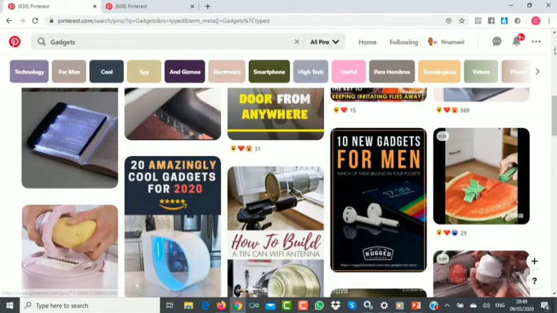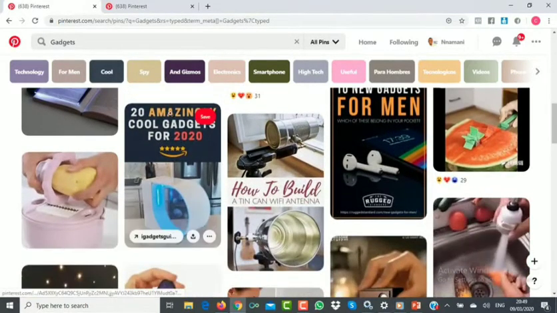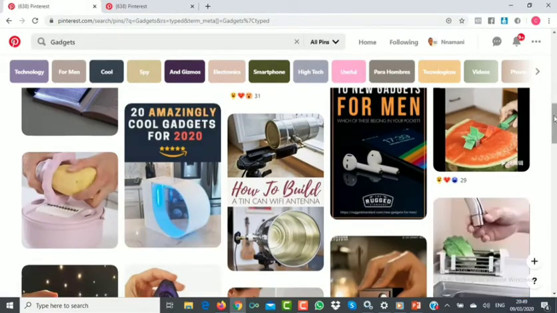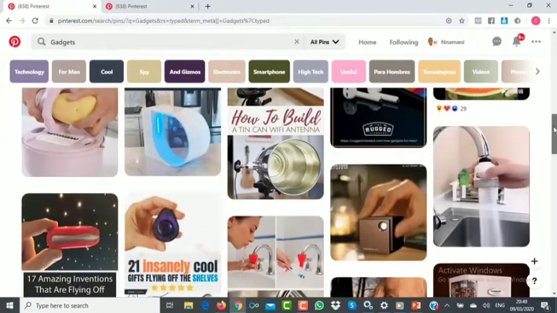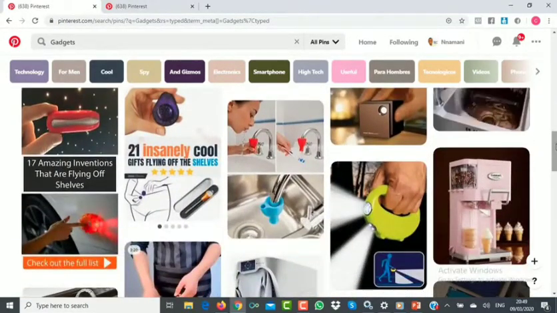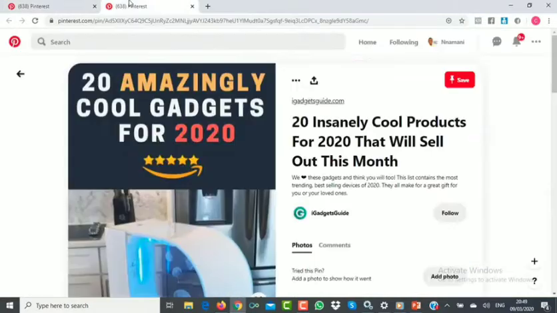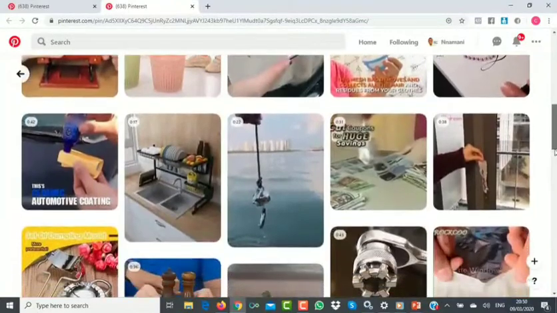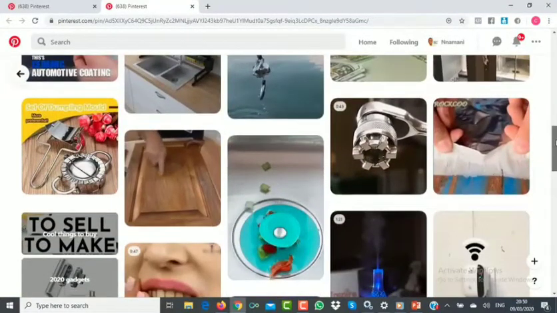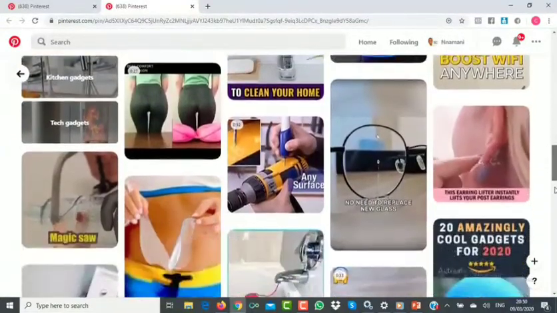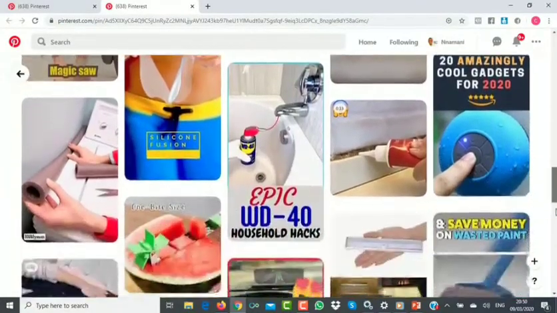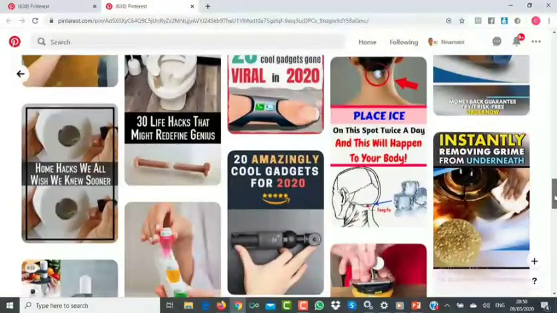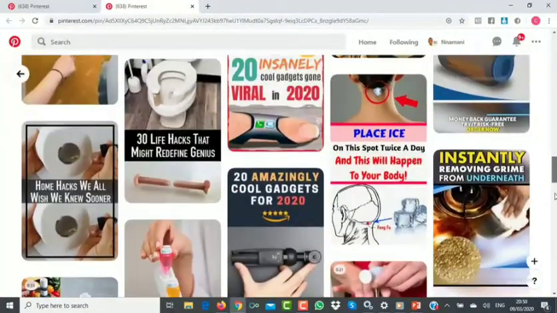Now, if you look here, this one I just clicked is 20 amazingly cool gadgets for 2020. Now, I clicked this for one reason. It mentions 2020, which means that it is likely going to have a list of products that are new. So when we go here, what we do is we scroll down to see exactly what they have. Now, when you're scrolling down, you're going to also get to see other cool products.